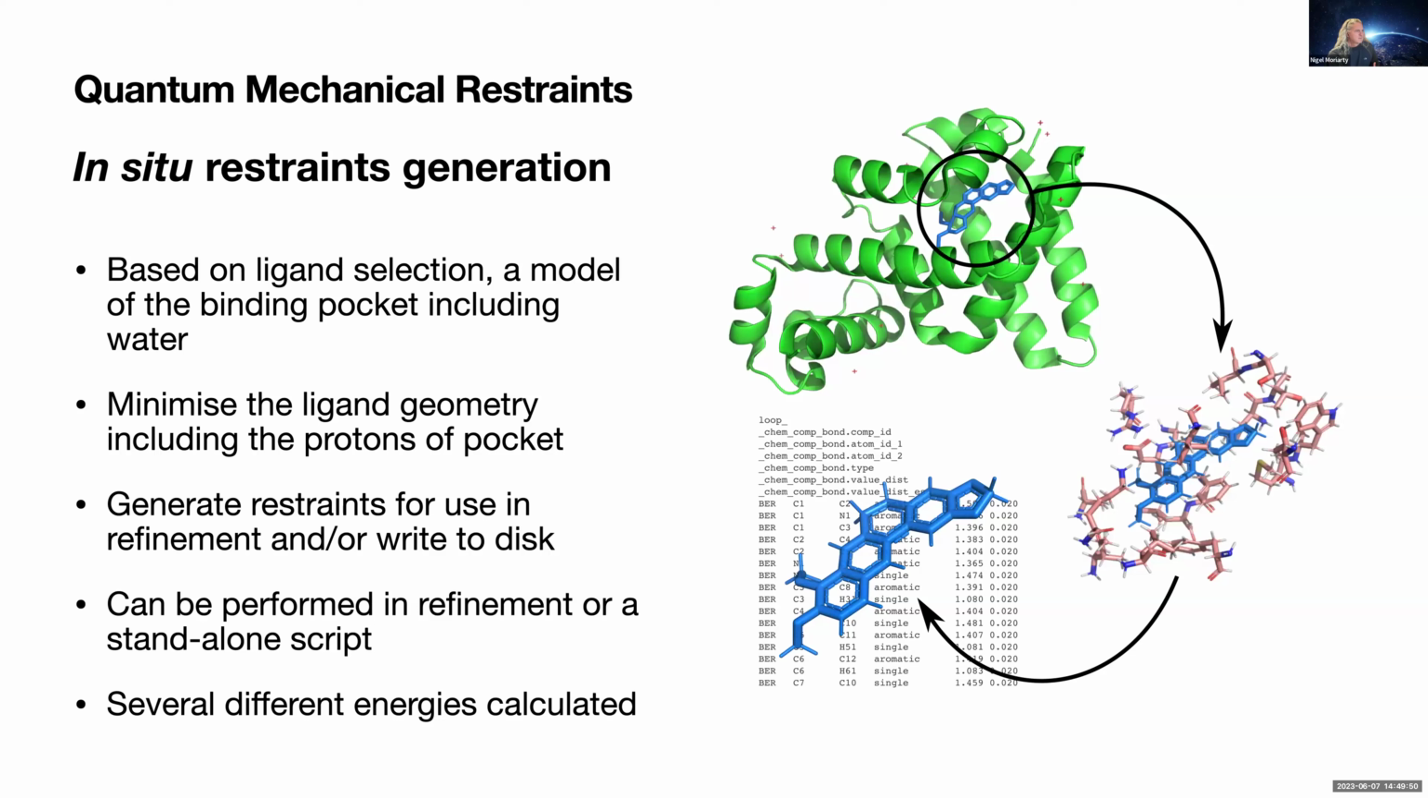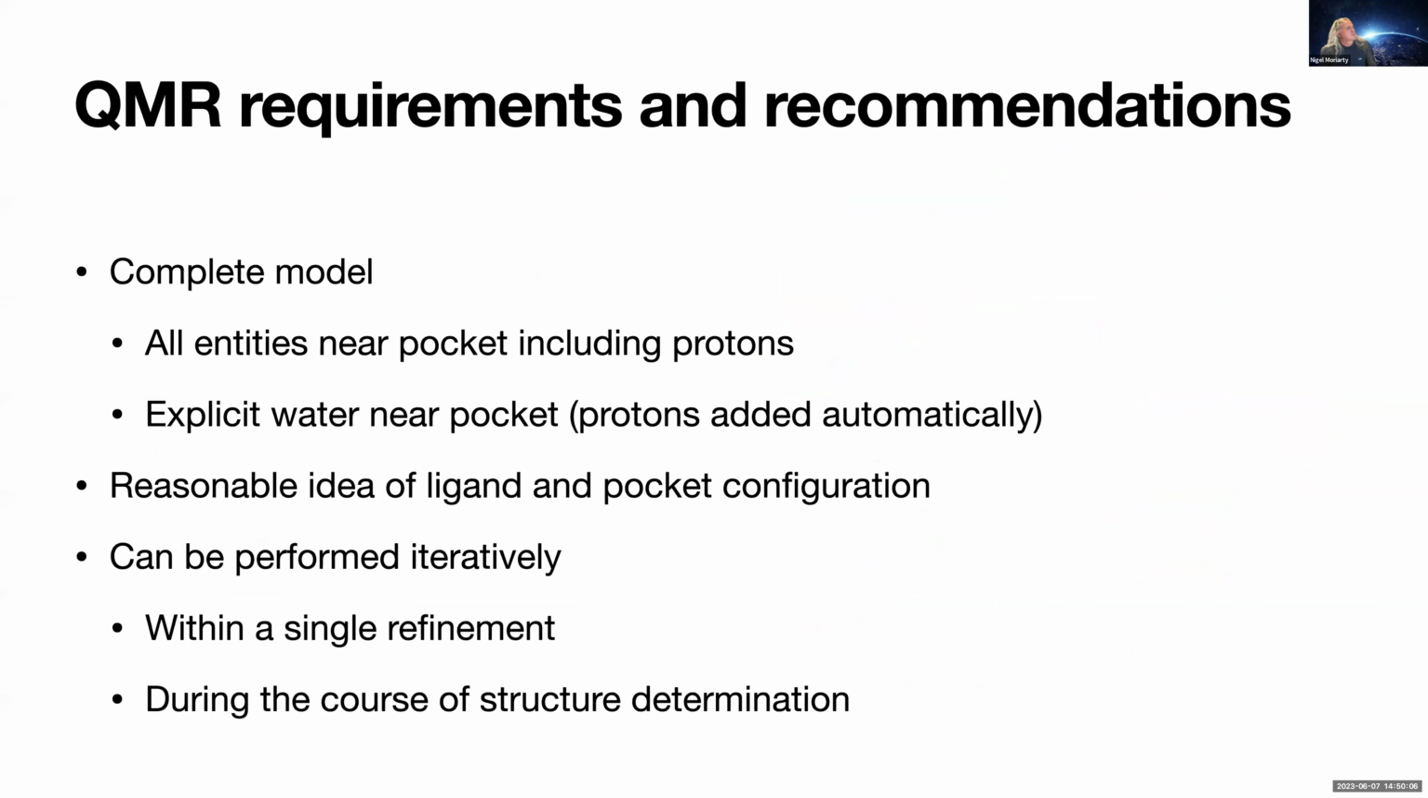And so the idea is that you let the ligand optimize in the pocket, but you freeze all of the protein around the outside of it, except, of course, the hydrogens. And I think I cover that in the next slide. Yeah. So all entities near the pocket, including proteins, this is what you need.